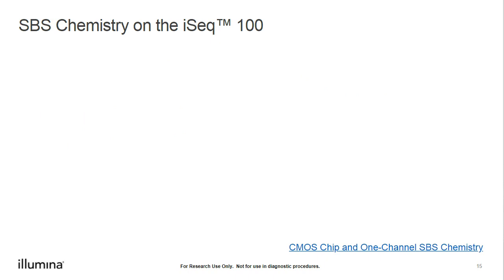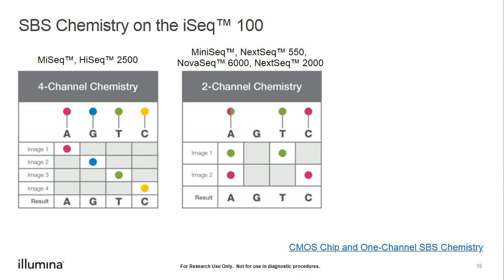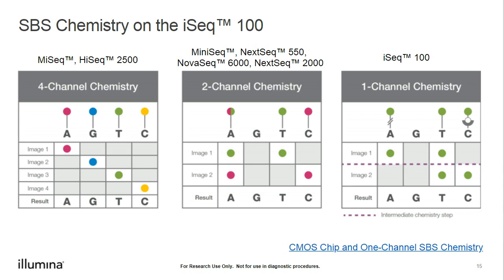So at first, Illumina developed the 4-channel chemistry with 4 fluorescences, 1 per base. Next, we had 2-channel chemistry with 2 fluorescences and some image comparisons that enabled us to make 4 base calls. And then the new aspect of SBS chemistry for the iSeq 100 is a 1-channel chemistry. And we have 2 chemistry steps performed for each cycle of sequencing.